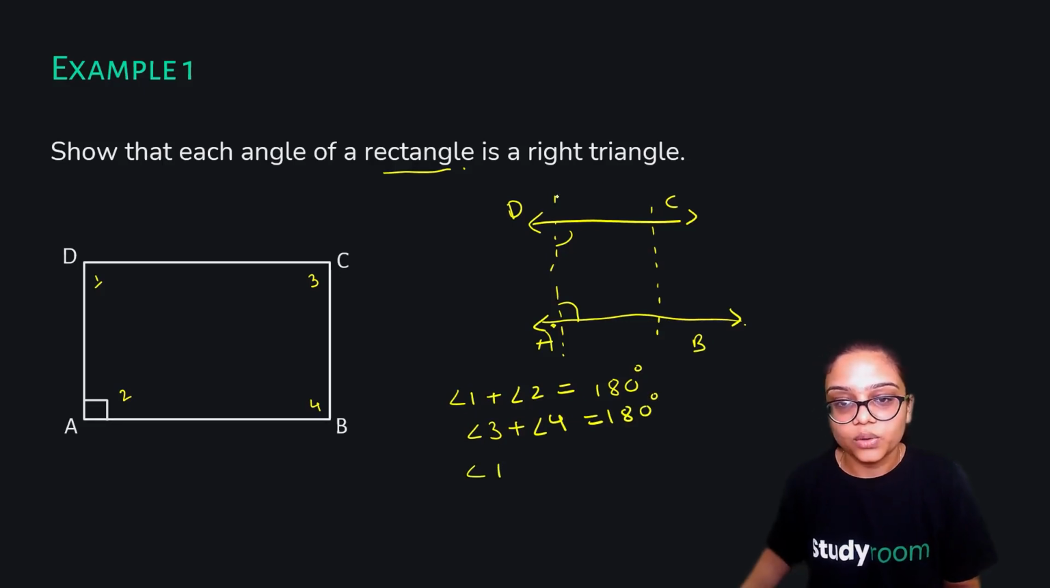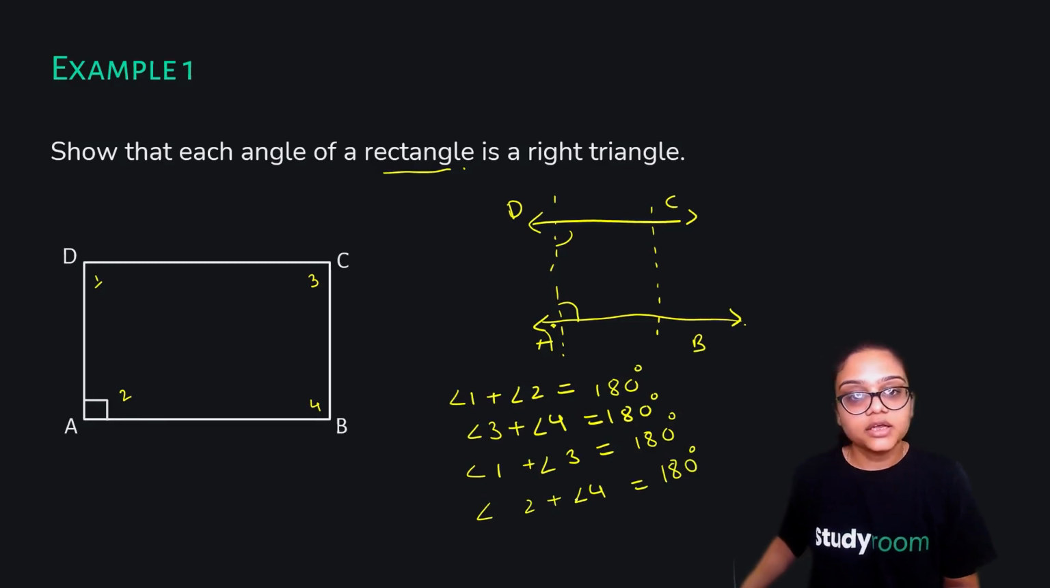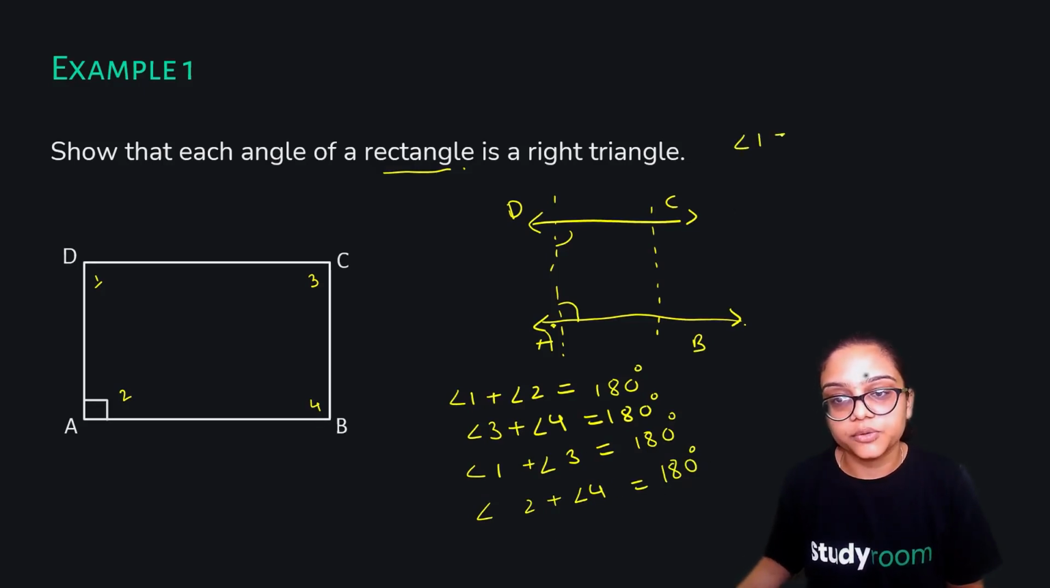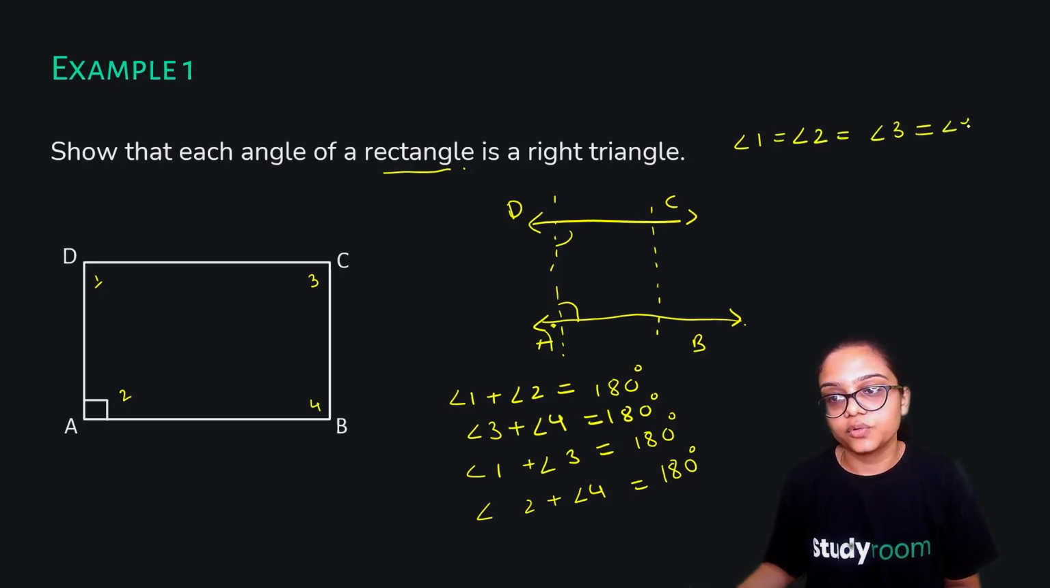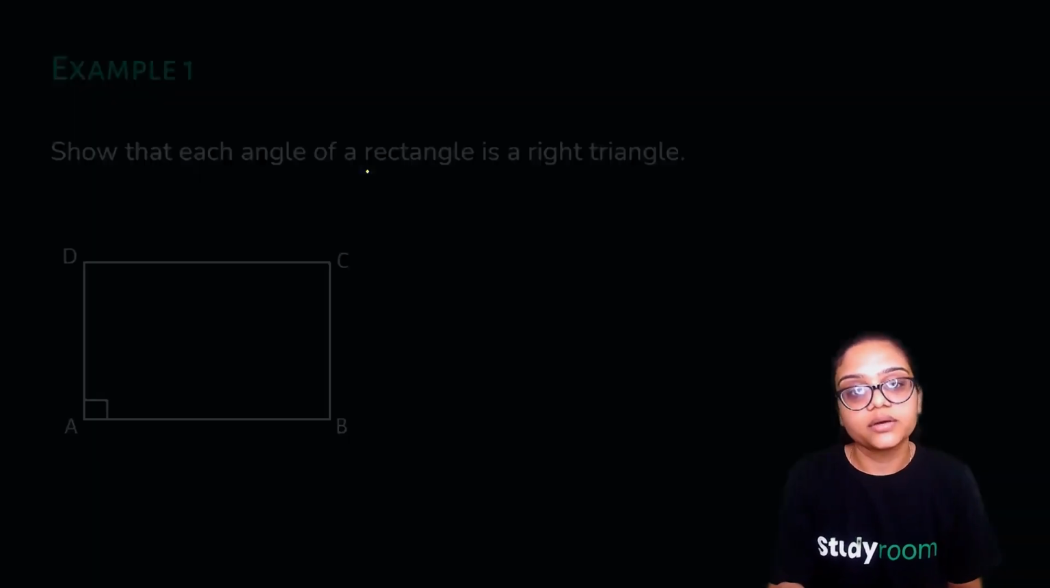Also, now consider these two lines as parallel and this as a transversal. Angle 1 and angle 3 would also be 180 degrees, and angle 2 and angle 4 would also be 180 degrees. Just try to solve it out and you would come to the conclusion that angle 1 equals angle 3, and angle 4 equals 90 degrees. I hope this is clear to you. This way we can prove that each angle of a rectangle is 90 degrees, a right angle.